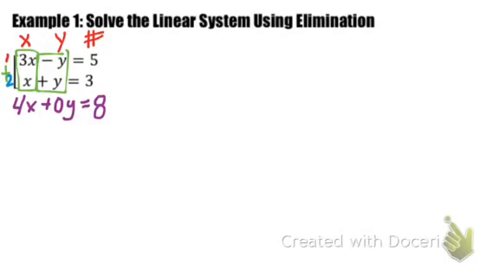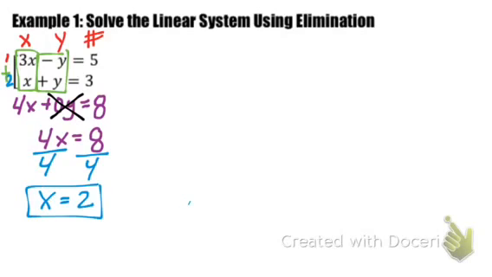So then working with my new equation, 4x plus 0y equals 8, I know that anything times 0 ends up being 0, so that cancels out right away. So I'm just left with 4x equals 8. So then solving for my x, I divide both sides by 4, and I get x equals 2. Now I have one of my variables, x.